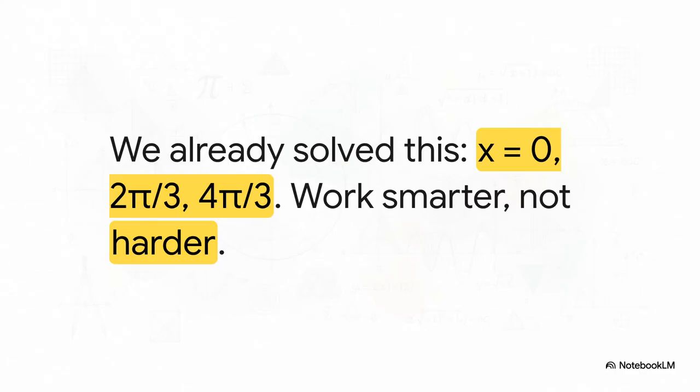And because it's the same equation, guess what? We already know the answer. We don't have to do all that work again. We know the solutions are x equals 0, 2 pi over 3, and 4 pi over 3. This is what it means to work smarter, not harder. Recognizing these patterns is a huge part of getting good at math.